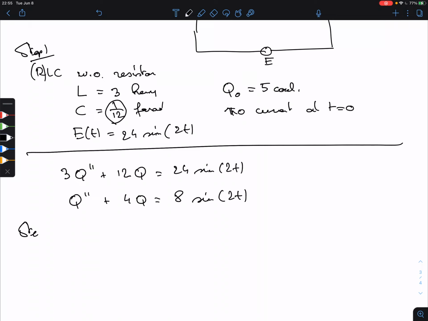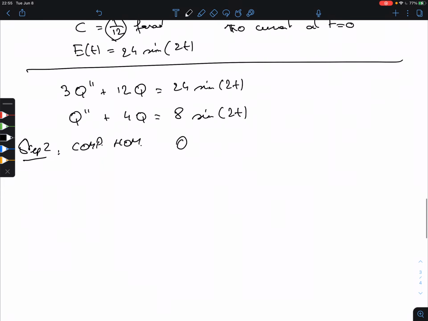Step 2, now we're going to look at the complementary homogeneous equation. It's always the same procedure, right? So that is Q double prime plus 4Q equals 0. So the characteristic equation is t squared plus 4 equals 0. So we see that t is plus or minus 2i.